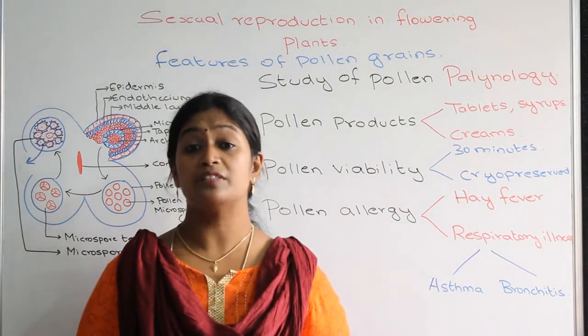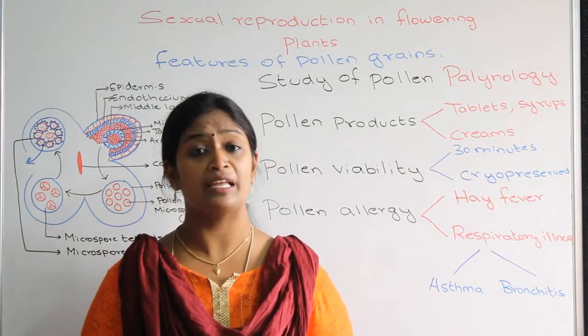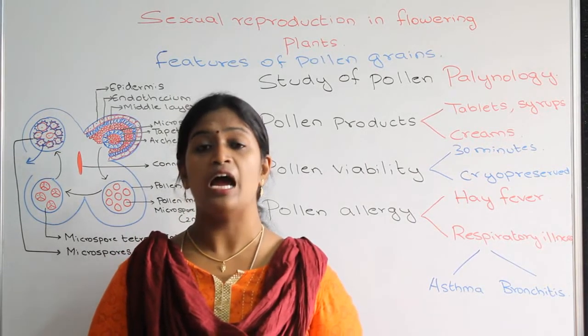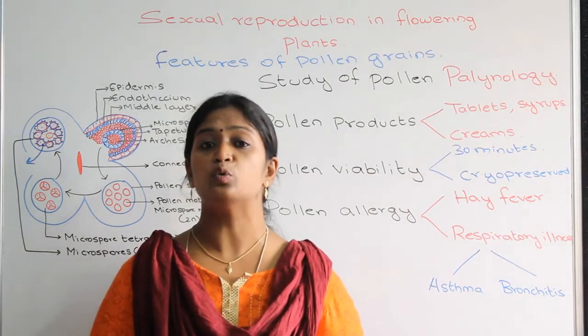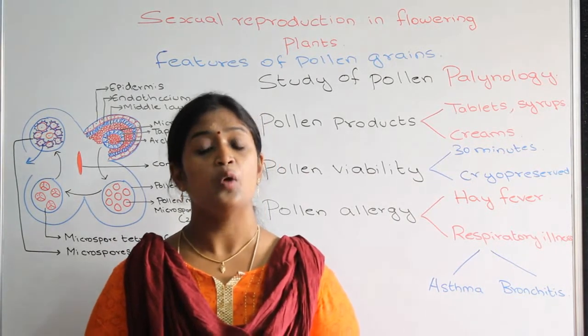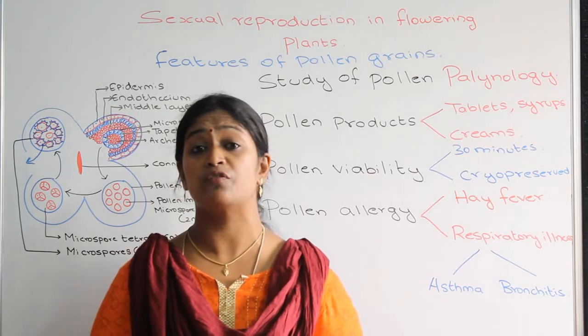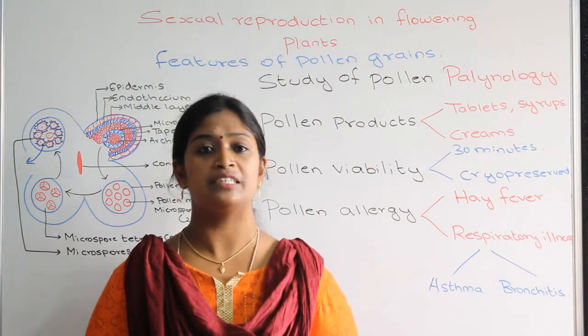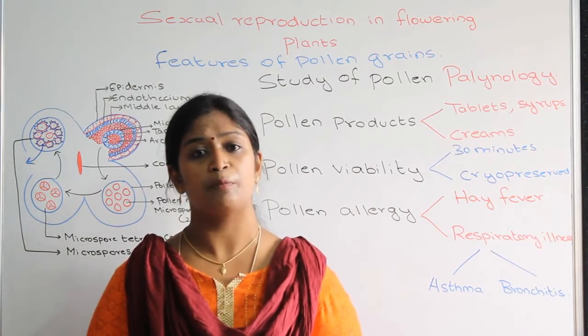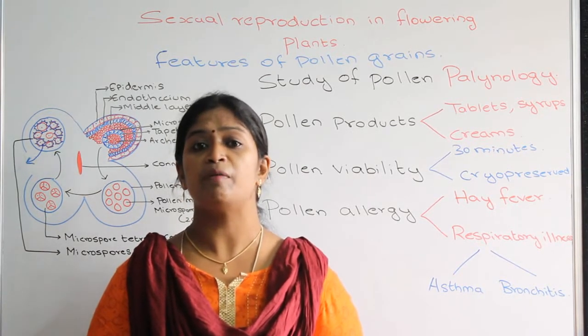In this video, we have studied the formation of the male gametophyte, that is the pollen grain, and we have also studied the development of the male gametophyte in the 2-cell stage and the 3-cell stage. We have also studied the dehiscence of the anther and the features of the pollen grain. In our next video, let's study the female reproductive unit and the female gametophyte.